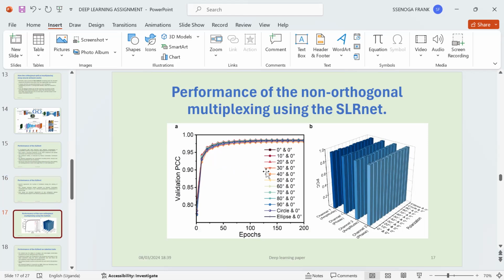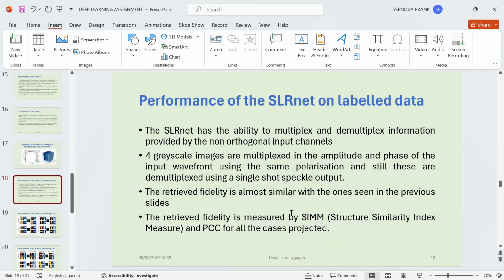This is the 3D simulation of this curve here. We see here the different polarizations, dimensions of the signals being fed into the system under the different polarizations, the different dimensions of magnitude and phase. So we see how the SLNet performs with respect to labeled data.